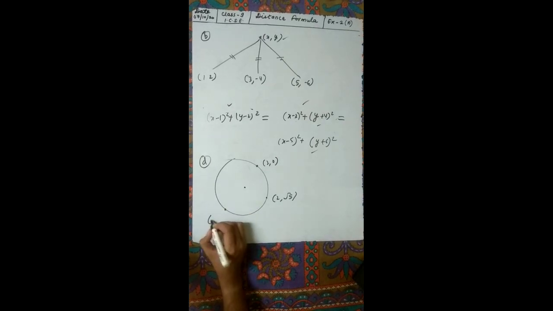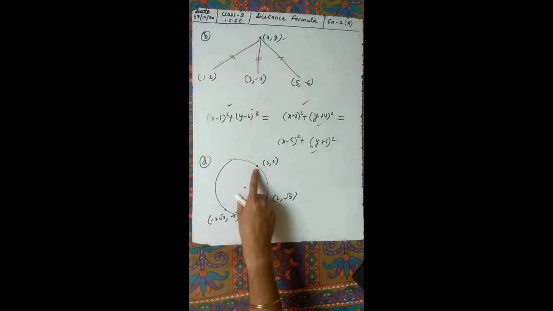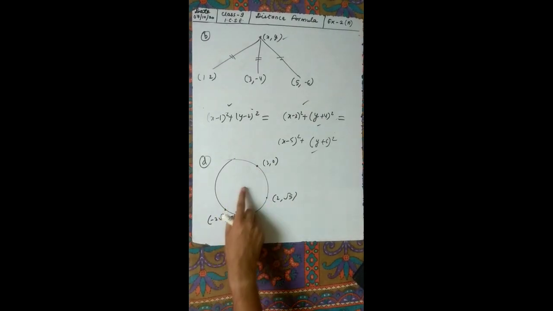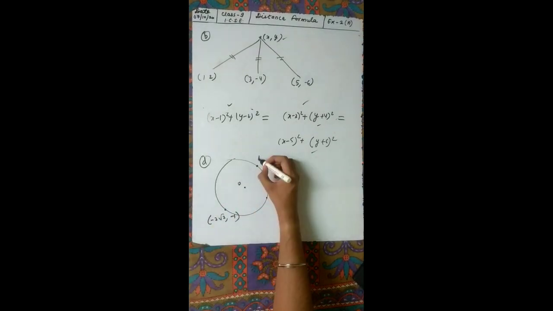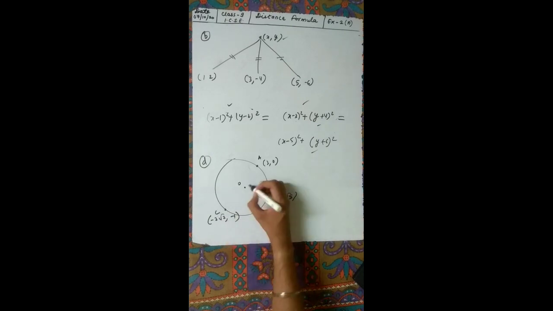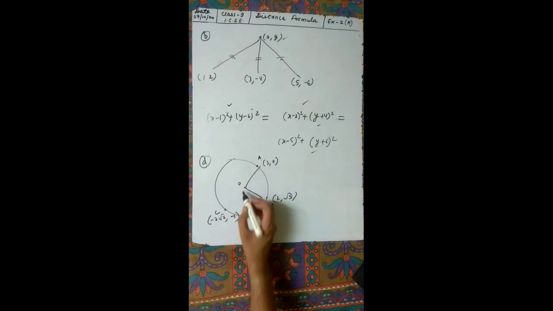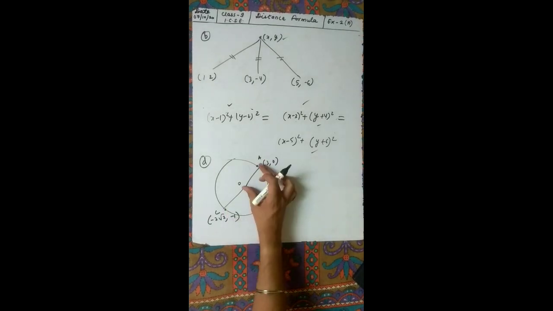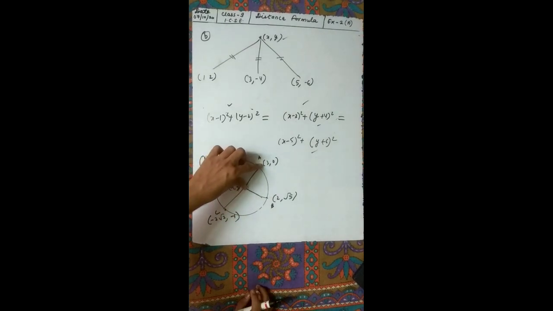So minus 2 root 3 minus 1. Your circle is passing through 3 points and we need to find the center of it. We know if this is the center and I consider these as A, B and C, OA will be equal to OB will be equal to OC. Why? Because radius. So let's just consider the center as (x, y). Find the distance using the distance formula for each point and make all three equal. You will get the answer.